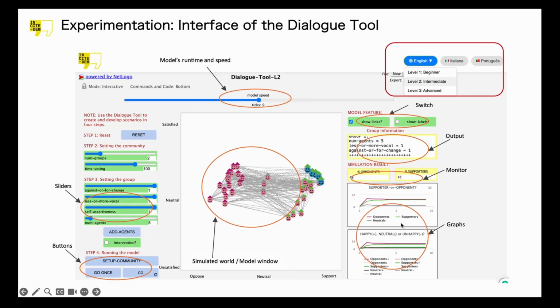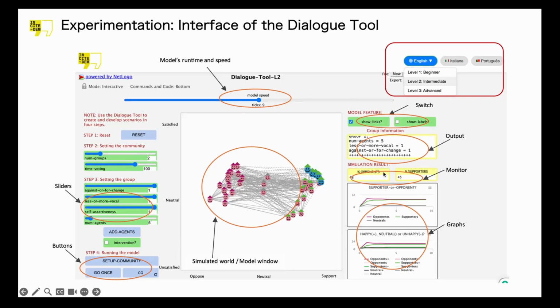At the right side of the interface, you can see we have switch and output and monitor and the graphs. And it's basically for the model features and the group information. If you create different groups and you want to review the group information, you can review it from this output.